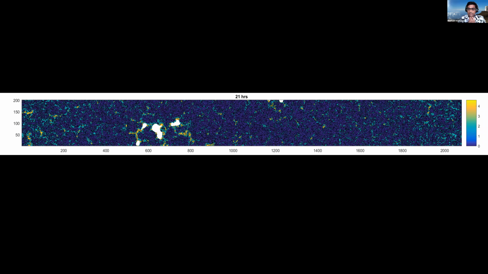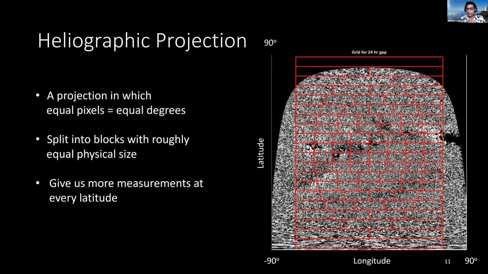All right, so this is just a coarse version of the grid that we're using. First of all, we take the solar magnetogram and we project it into a heliographic projection, where an equal number of pixels equals an equal number of degrees in latitude and longitude. What that does is stretch out the limbs of the sun, but we try to account for that stretching when we interpolate this data.